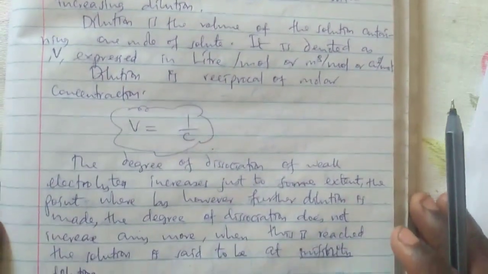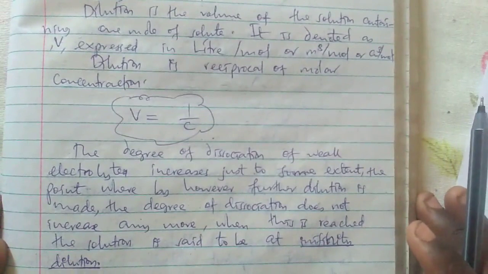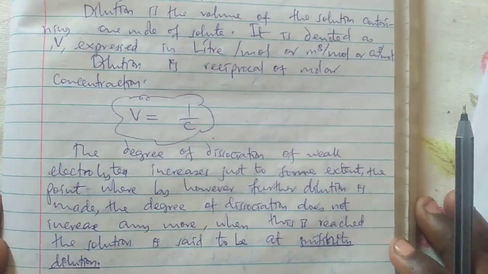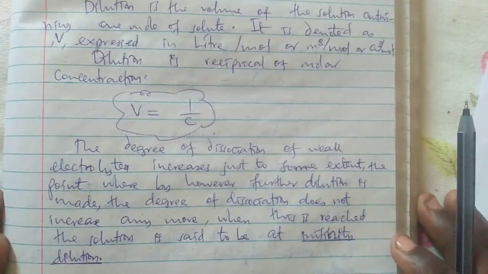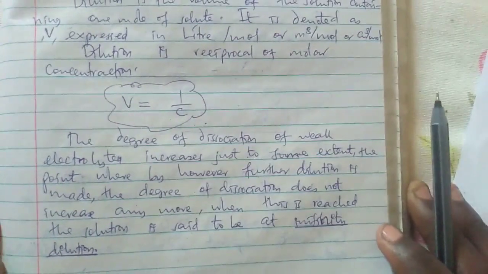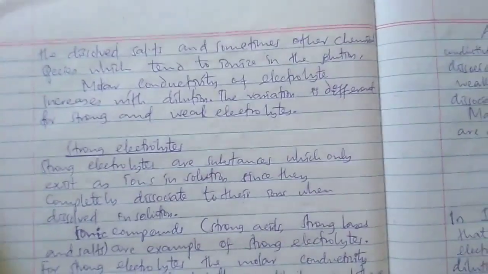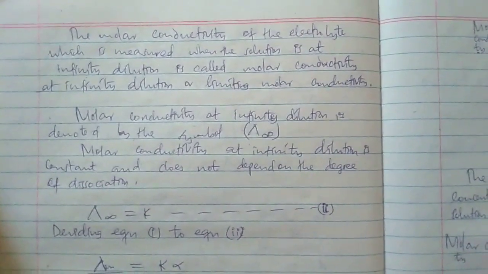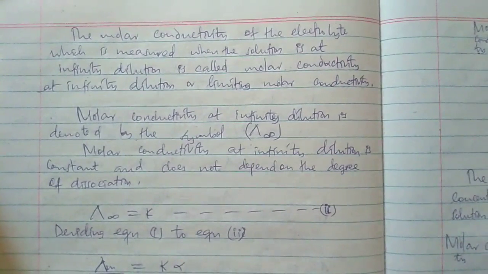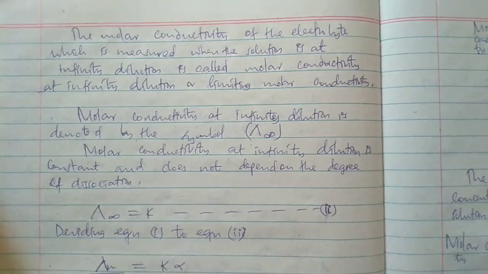The degree of dissociation of a weak electrolyte increases only to some extent, the point where however much further dilution is made, the degree of dissociation does not increase anymore. When this is reached, the solution is said to be infinitely diluted. Kwa kuna level ambayo solution ikifika, hata kama ukidilute more, the solution will not dissociate more. Hiyo solution yetu tunaita kuwa iko infinitely diluted. The molar conductivity of an electrolyte measured when the solution is at infinite dilution is called molar conductivity at infinite dilution, or the limiting molar conductivity.